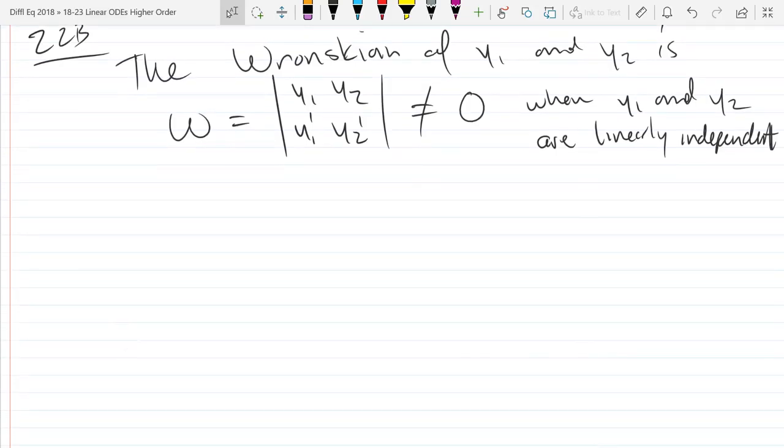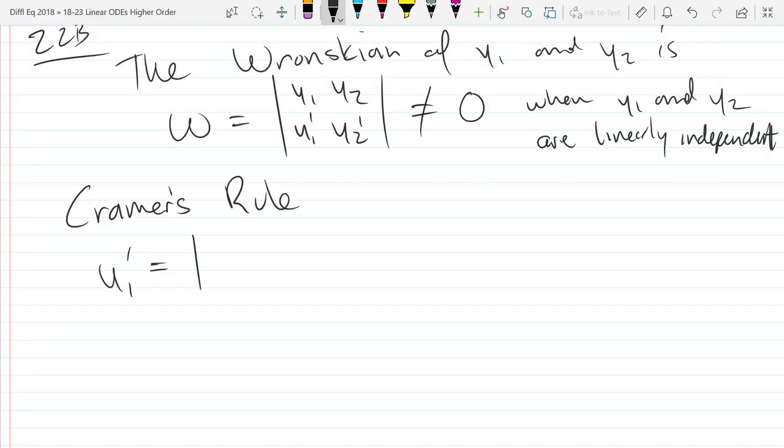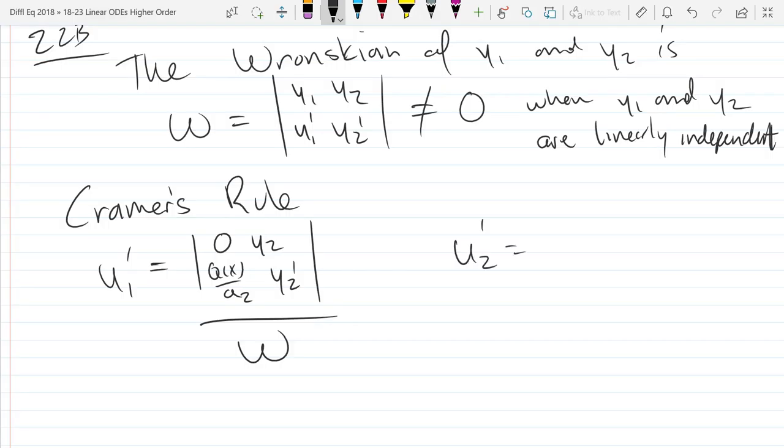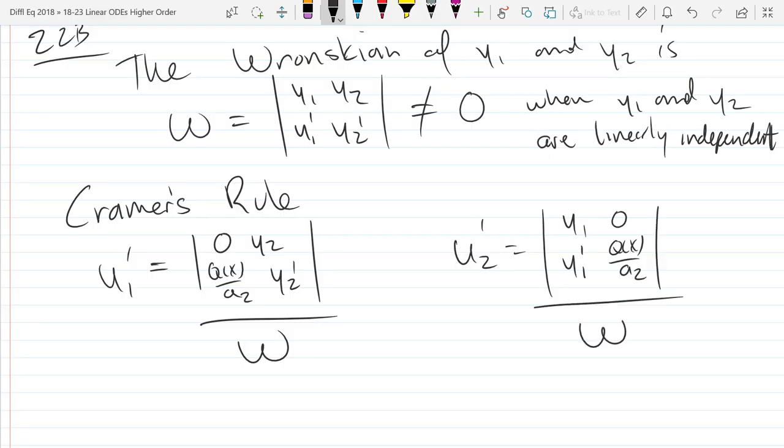So our U1 and U2 actually relate to this Wronskian right here. So this is going to use Cramer's rule. And this gets also back to pre-calculus 1. If you looked at Cramer's rule, you probably saw it in linear algebra as well. So Cramer's rule says that U1 prime is equal to the determinant with 0, y2 in the first row and Qx over A2, y2 prime in the second, divided by W. And U2 prime will be y1, y1 prime in the first column, and then 0, Qx over A2 in the second column, over W.